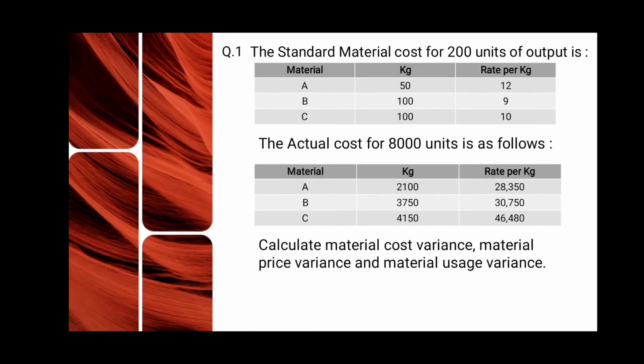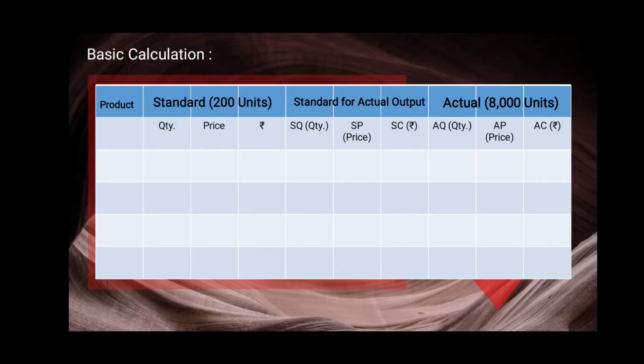So let us start with question number 1. The standard material cost for 200 units of output is given in the first table. The actual cost for 8000 units is also given in the second table. Calculate material cost variance, material price variance and material usage variance. So first let us start with the basic calculation. So we have prepared this table: product, standard outputs, standard for actual output and actual outputs.